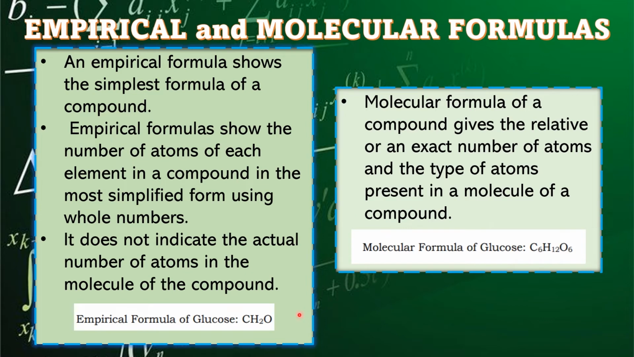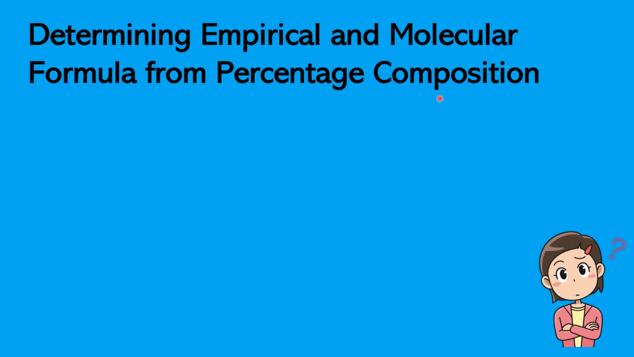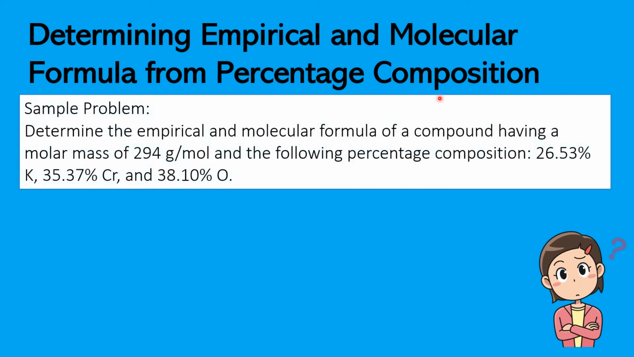So let's compare the formulas of glucose in its empirical form and molecular form. In the empirical form, we can see here that it is the simplest form of the formula, while the molecular formula gives you the exact number of atoms present in the compound. Now let's determine the empirical and molecular formula from percentage composition.